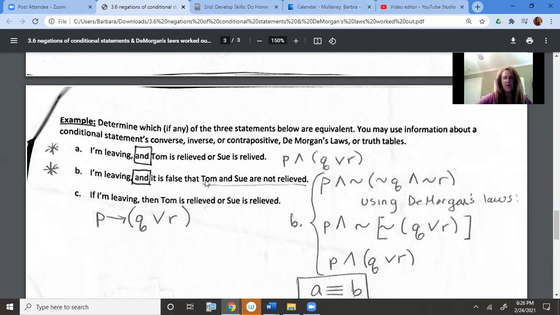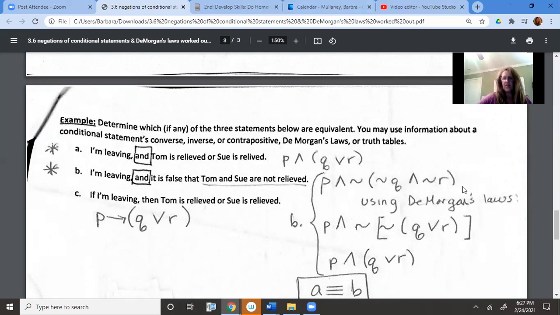We already know that Q is Tom is relieved. So if we now want to say Tom is not relieved, we have to say not Q. And if Sue is not relieved, we have to say not R, okay? And we have the word and joining those statements, okay? So here, this is pretty convoluted.